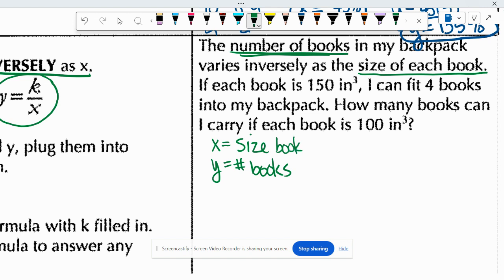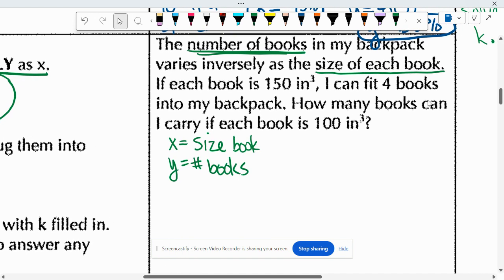So the bigger the book, the fewer you can fit in your backpack, right? Does that make sense? If the books are only half an inch thick, you can probably put 20 of them in there. But if they're 5 inches thick, you can't fit 20 in there. So it says if each book is 150 inches cubed, what does that 150 represent? X or Y? It represents X. It's the size of the book.